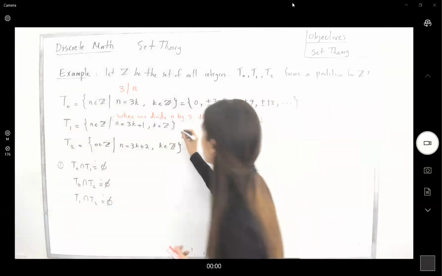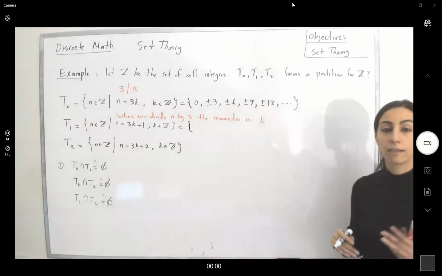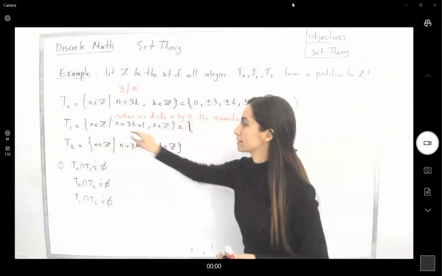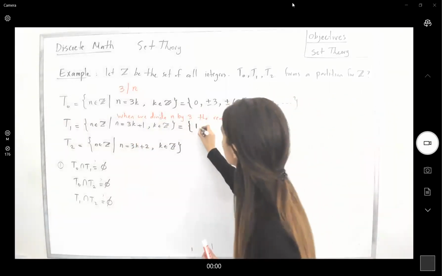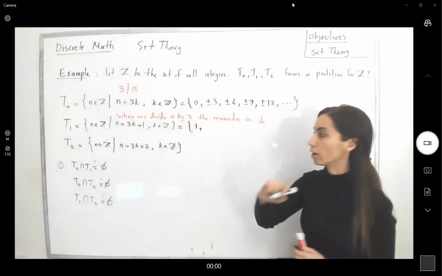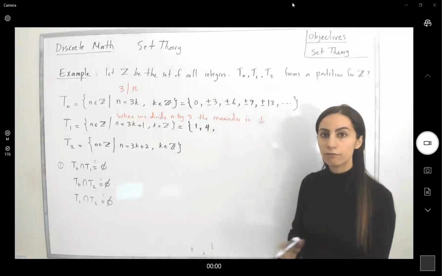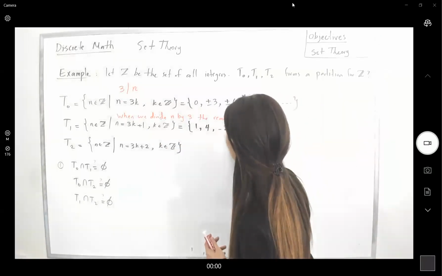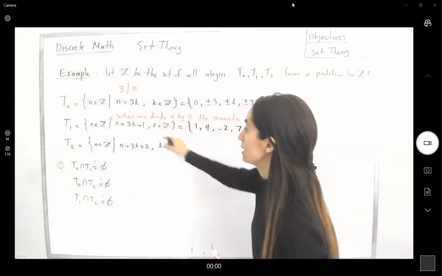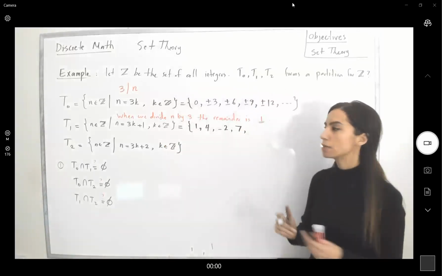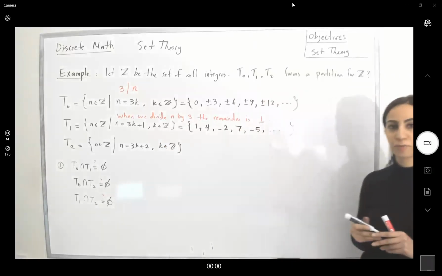Okay, let's plug in some k values and list some of these elements in the second set. If k is equal to 0, n is equal to 1. If k is equal to 1, we get 4. If k is equal to negative 1, we get negative 2. If k is equal to 2, we get 7. If k is equal to negative 2, we get minus 5. And the rest of the terms.